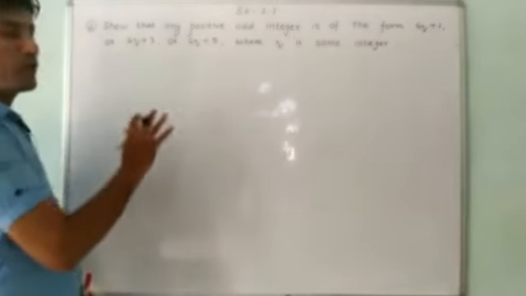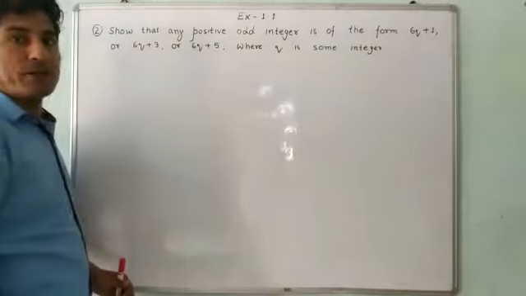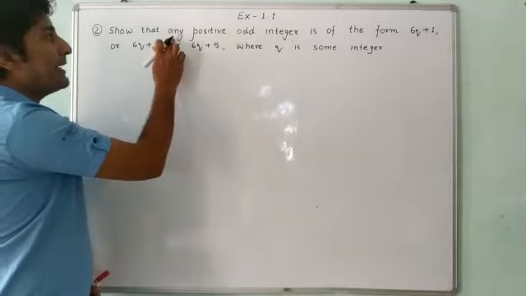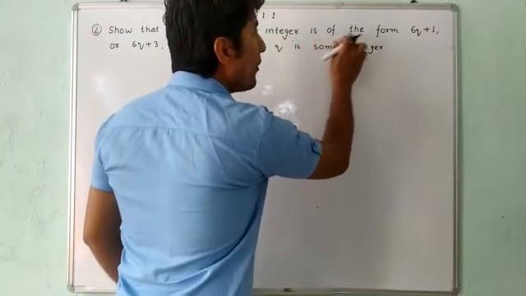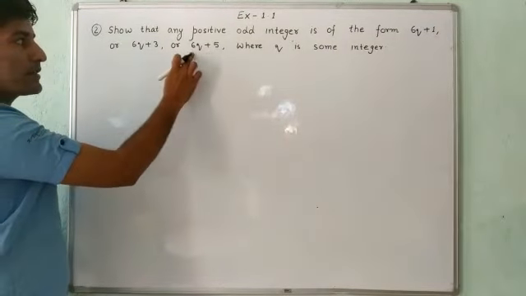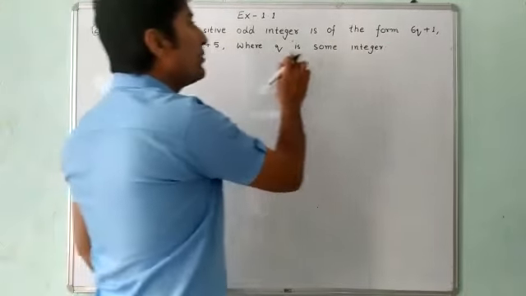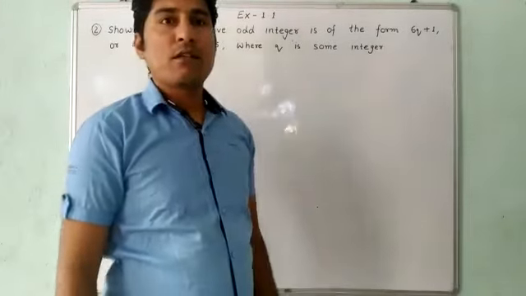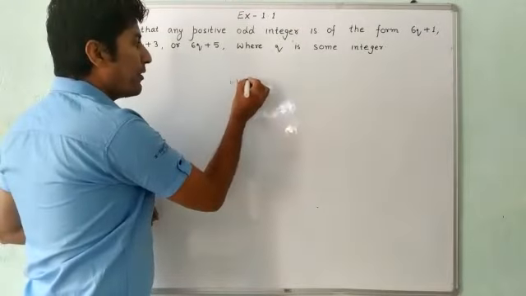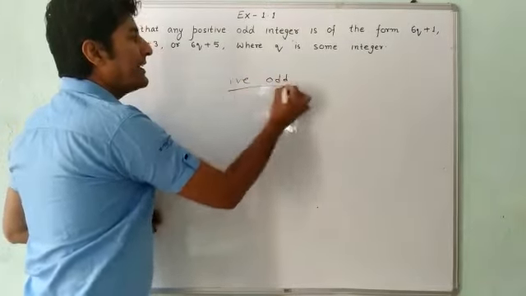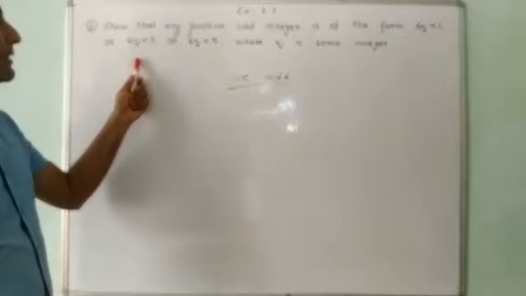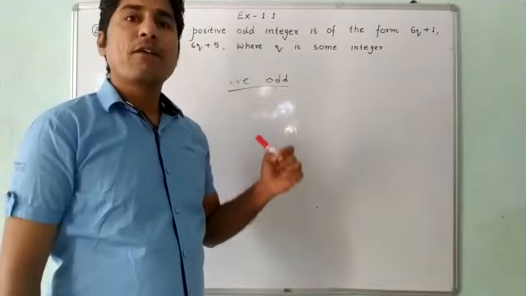Today I will discuss some questions from exercise 1.1. So let us see the second question of the same exercise. Show that any positive odd integer is of the form 6q plus 1 or 6q plus 3 or 6q plus 5, where q is some integer. So here we have to prove that any positive odd integer is either in the form of 6q plus 1 or 6q plus 3 or 6q plus 5.